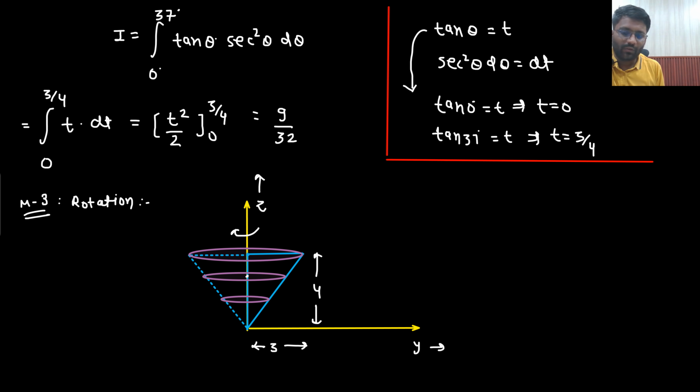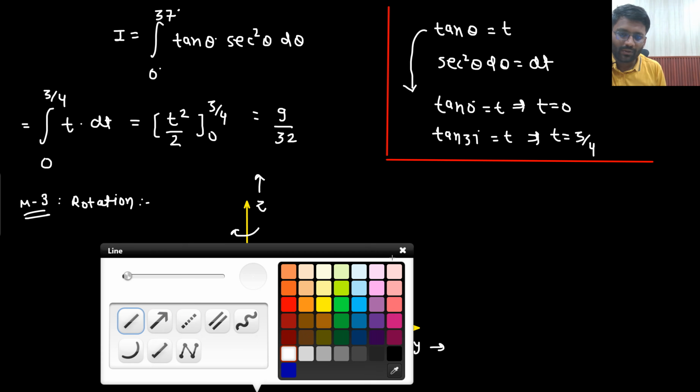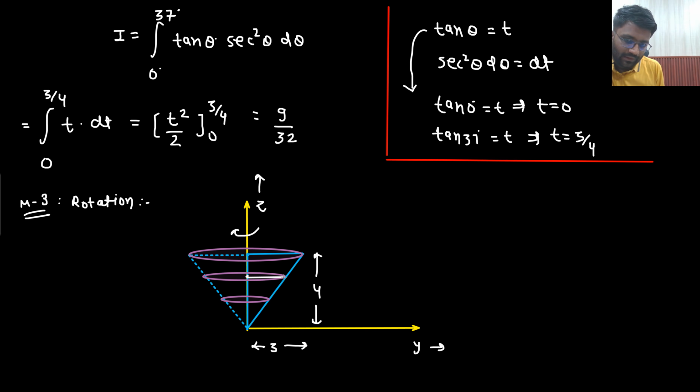So can you let me know what will be this length? Can I assume this length as y? Right, because it is in the y-axis. So what will be the surface area of this particular disc? That will be pi y square. This length also I can assume as y only, so the surface area of this particular disc will also be pi y square.